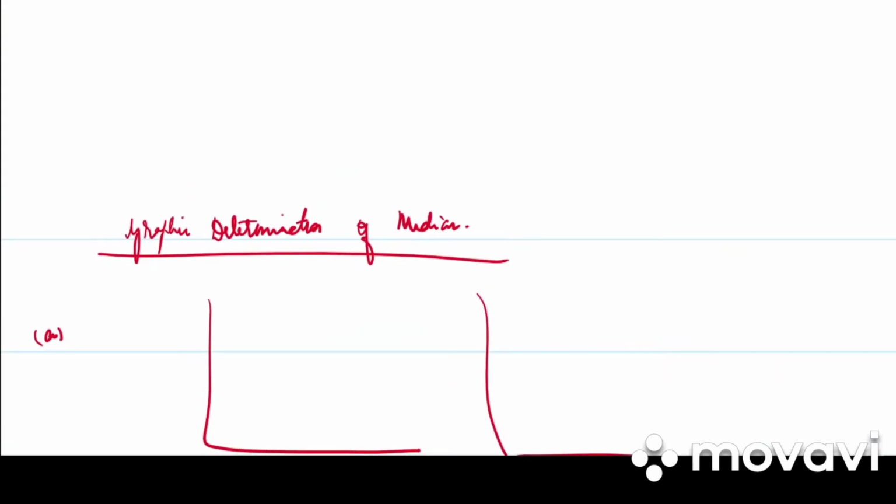So under graphic determination of median, write down: median value of the series may also be determined through the graphical presentation of data in the form of ogives. Full stop. This may be done in two ways. Under that, write down the first one: less than or more than ogive approach. Second one: less than and more than ogive approach.